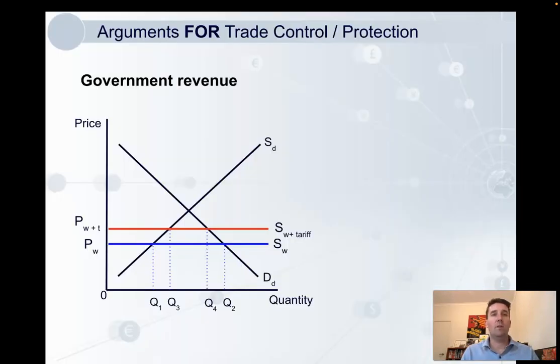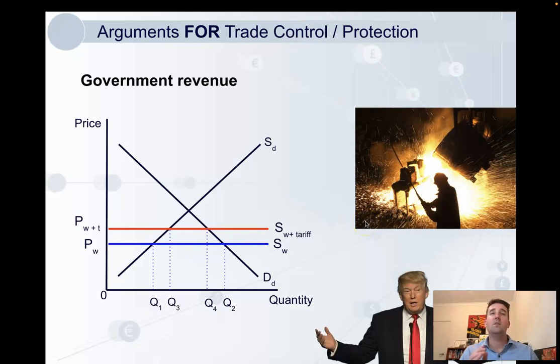Okay, government revenue. So you should be thinking steel in the US. Every time a US company imported steel, a tariff was paid to the government. I want you to draw in where this would be on the tariff diagram. It's right here. It's the vertical distance between the supply curves, which is the extent of the tariff, multiplied by the number of imports that there are. So between Q3 and Q4.